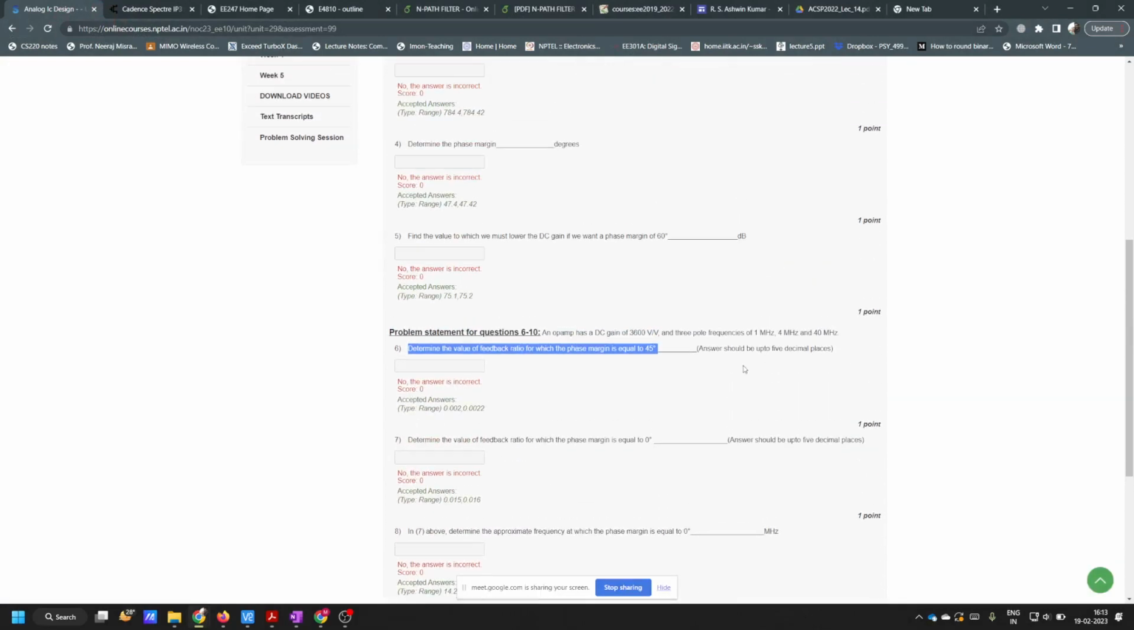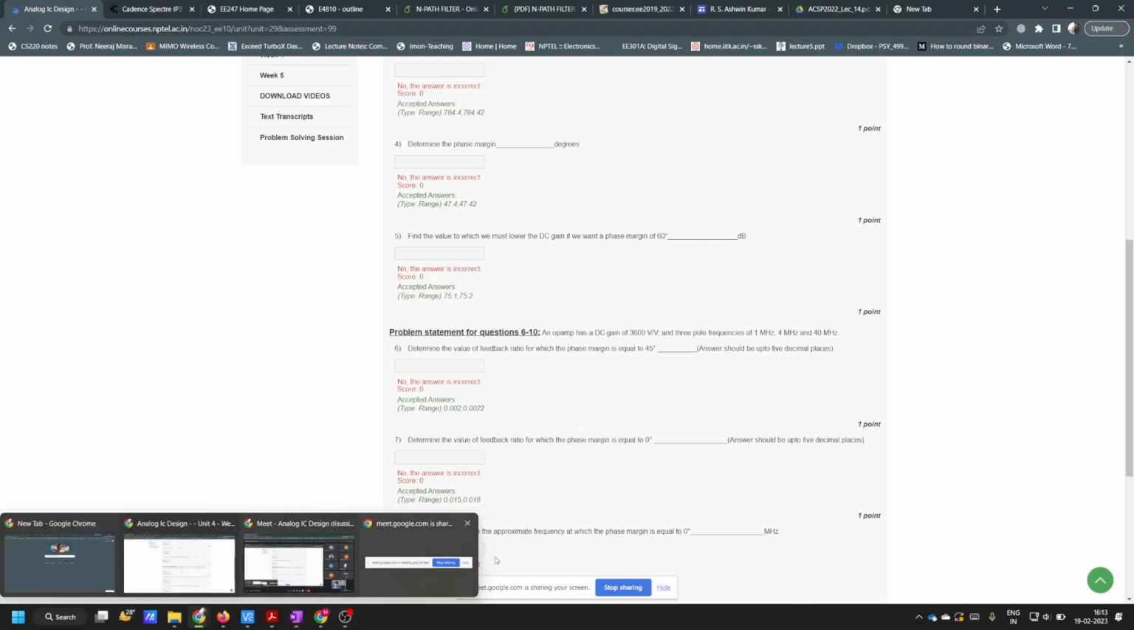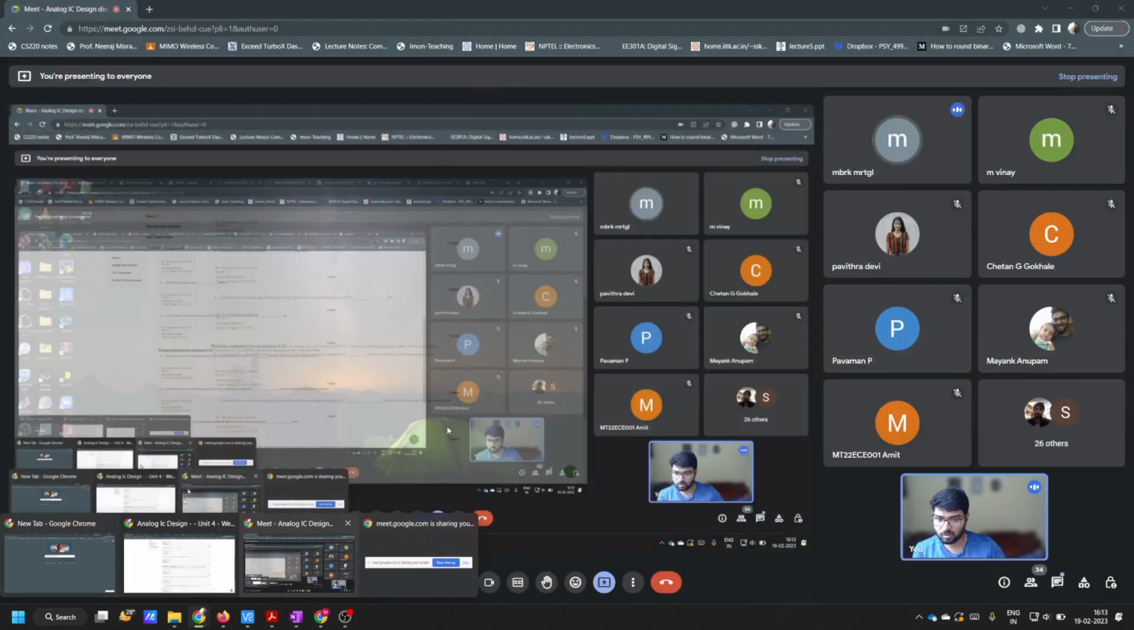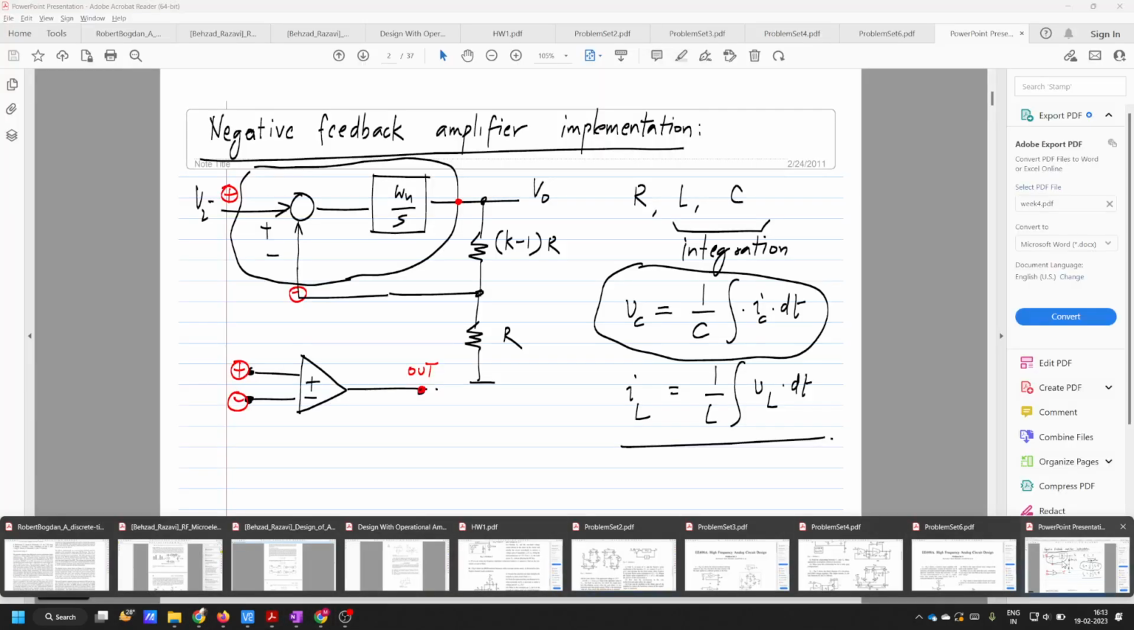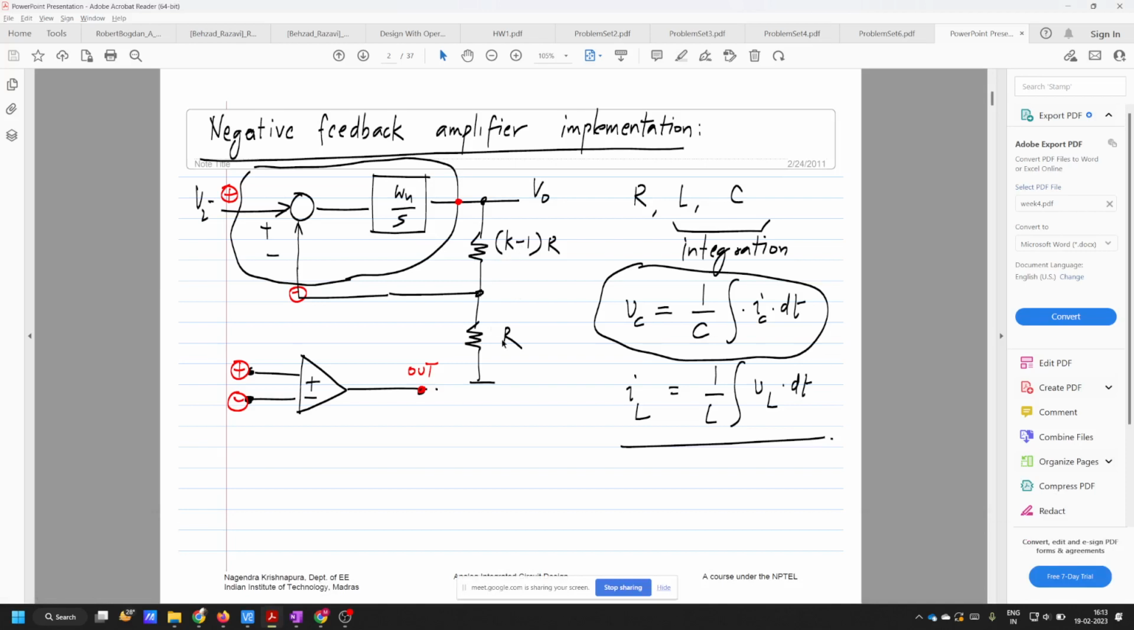Yeah, so you see there are multiple poles in this particular question, right? Yes, sir. I think we discussed a question like this where we had multiple poles. We discussed this question last time. So basically, the only thing that changes now is that we have this feedback factor also. Now we also have this k minus 1 times r and this r, right?